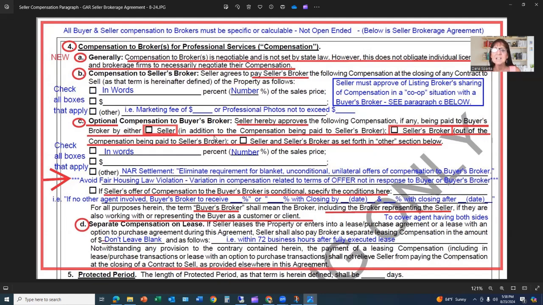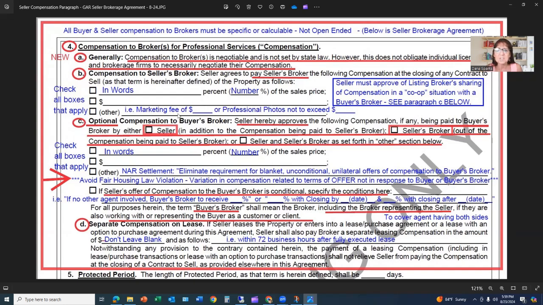And that paragraph reads, seller hereby approves the following compensation, if any, being paid to buyer's broker, either by the seller in addition to the compensation that they're paying their own broker, or by the seller's broker out of the compensation being paid to them, or seller and seller's broker as set forth in other section below. Listing agents, when you are with a seller and you are completing this seller brokerage agreement, do not leave those check boxes blank. Make sure that you and the seller negotiate.